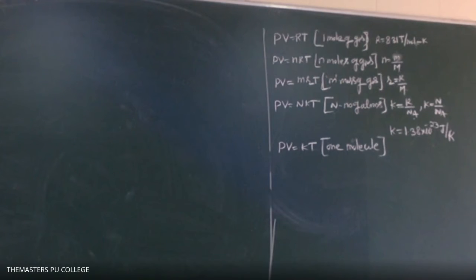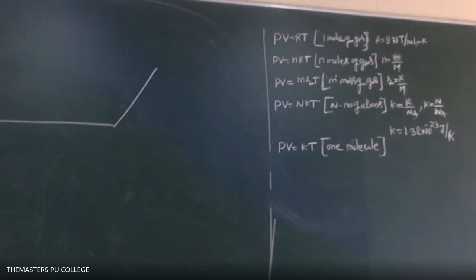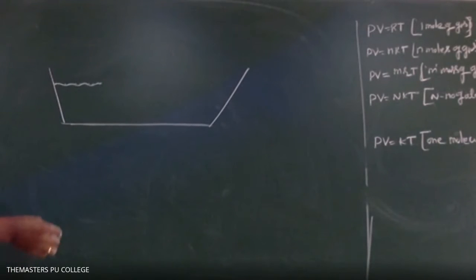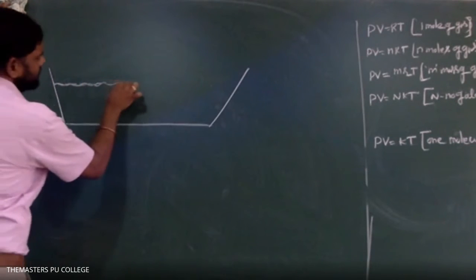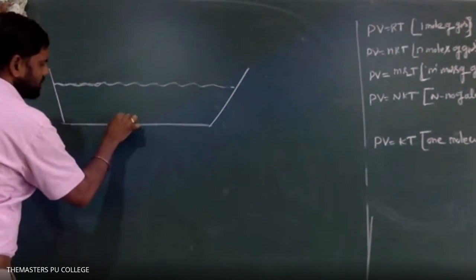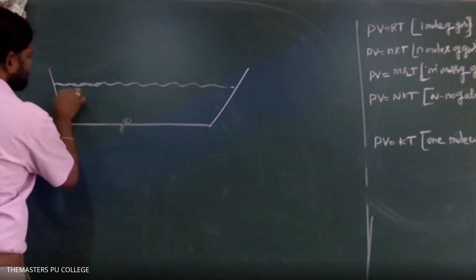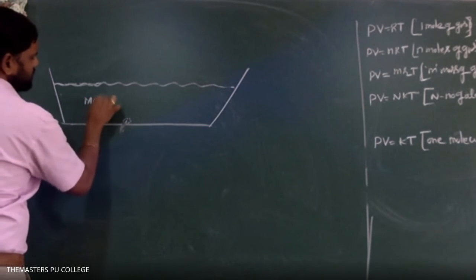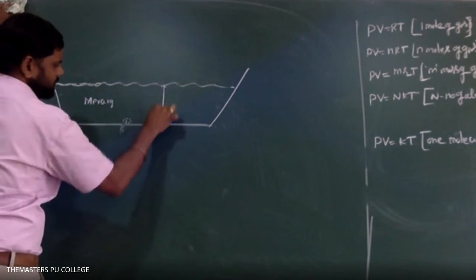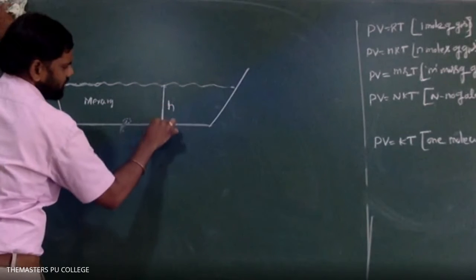So just listen carefully. So this is the tank, which contains mercury. Second question, just go through the question clearly once again. So this is all nothing but mercury. Let small h be the height of the mercury column.